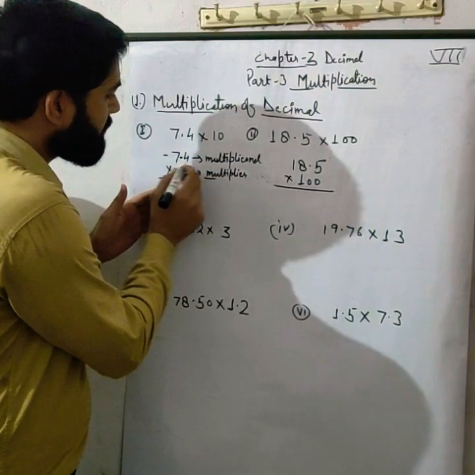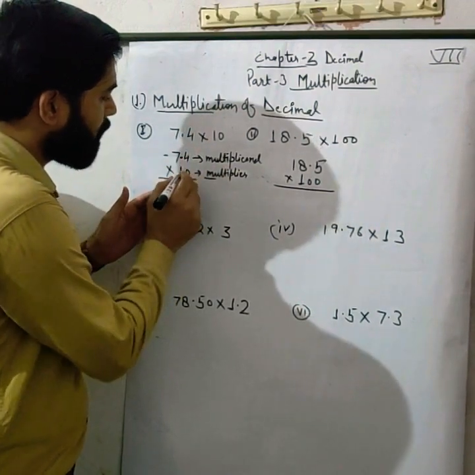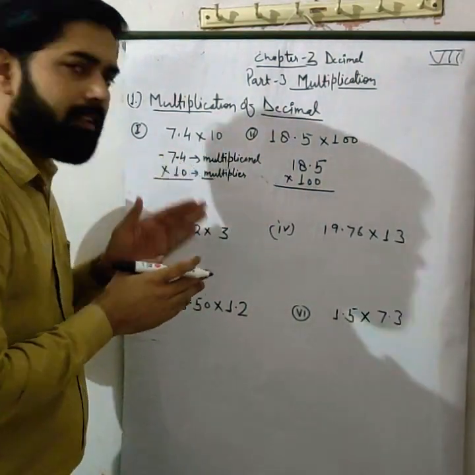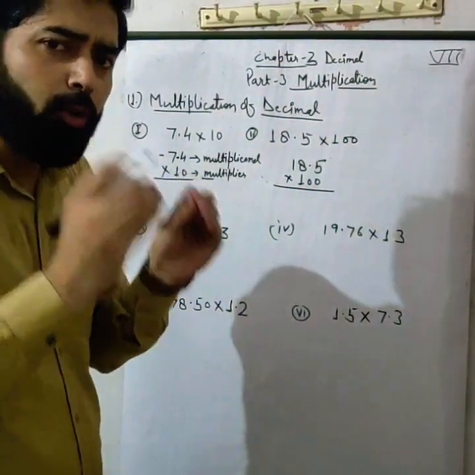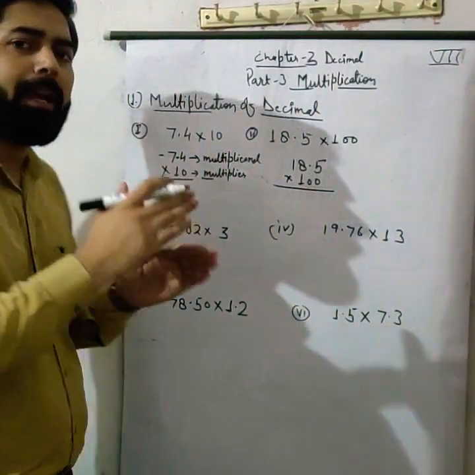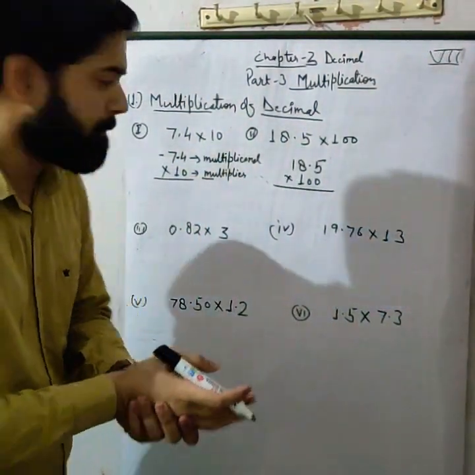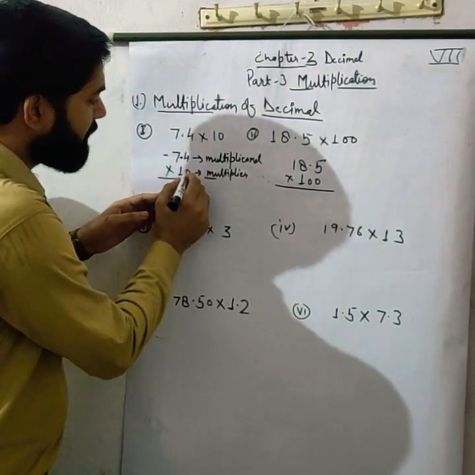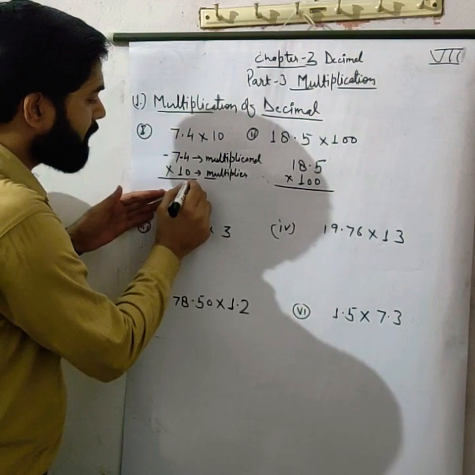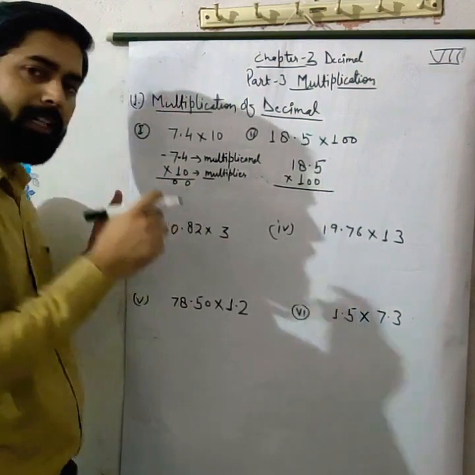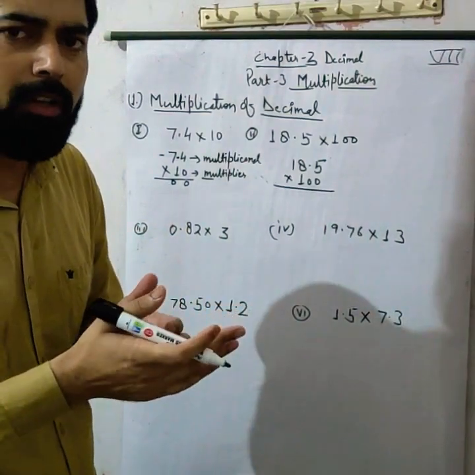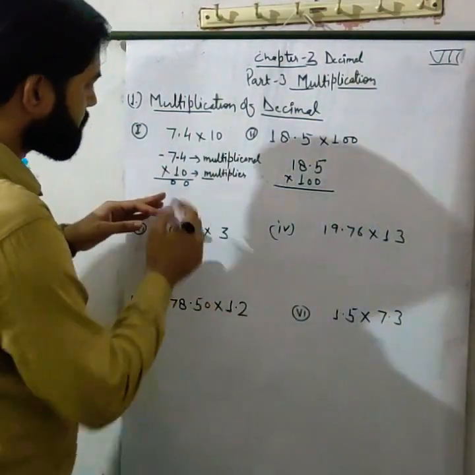First, look here. What is the multiplicand? 7.4. And what is the multiplier? 10. Students, firstly, you don't think about the decimal. You just multiply like a simple multiplication. First we multiply 0 by 4, then 0 by 7. 0 times 4 is 0, 0 times 7 is 0, because when we multiply any whole number or natural number by 0, the answer will be 0.